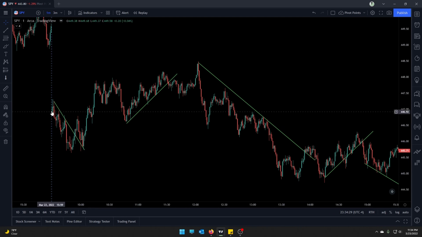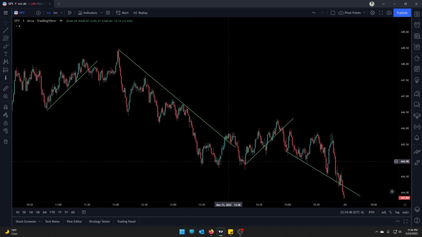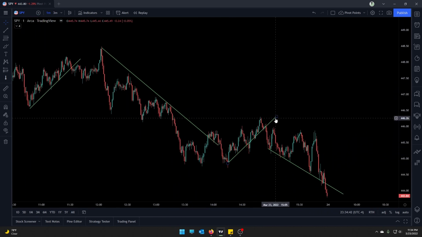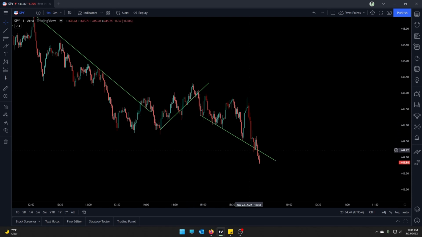Okay? So again, we're using the tops on a downtrend and we're using the bottoms on an uptrend. Bottoms of the candles. On the downtrend, we're using the tops. On the uptrend, we're using the bottoms.